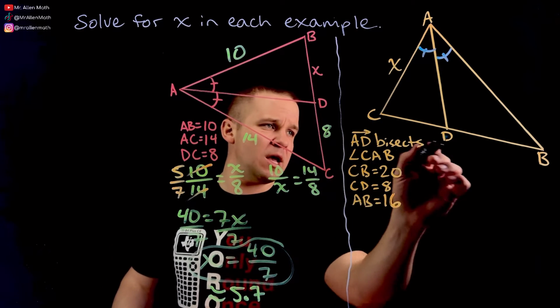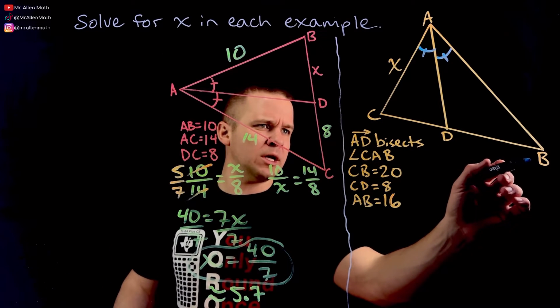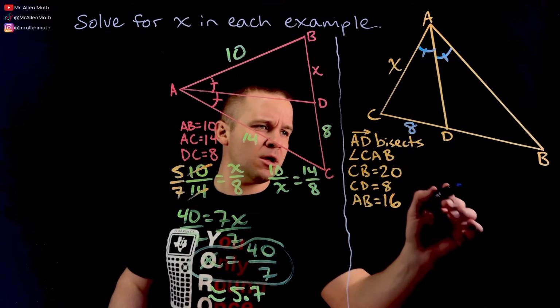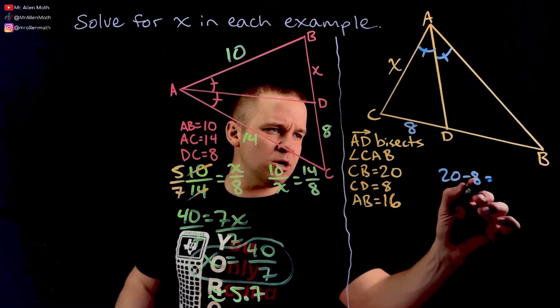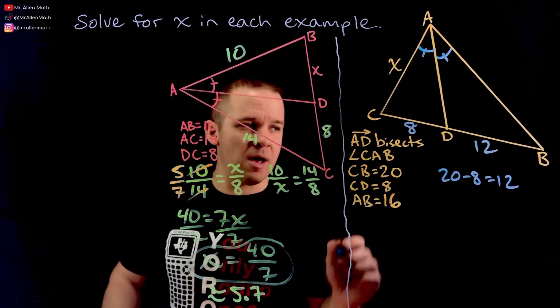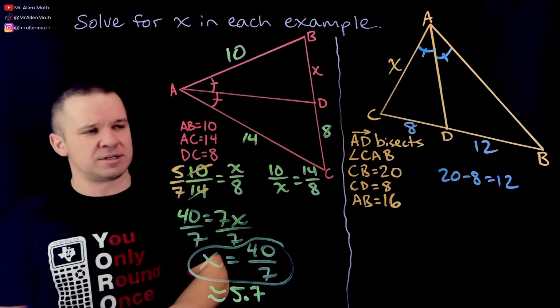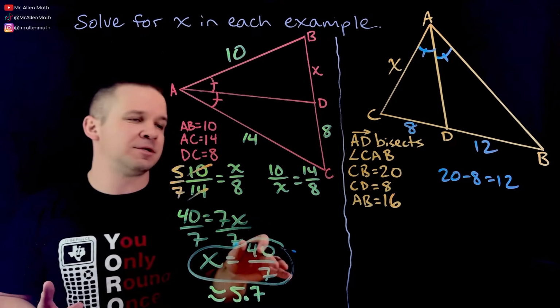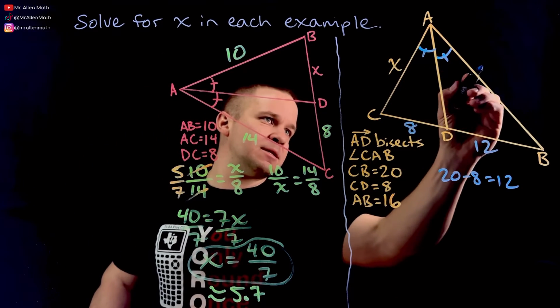I've got CB is 20. The whole thing's 20. CD is 8. Okay, hold up. So this whole thing here is 20. Could I do 20 minus 8 to equal 12? That'd be that guy right there, right? So we want the individual sides. So a little bit of subtraction, a little math within the math. And then AB is 16.